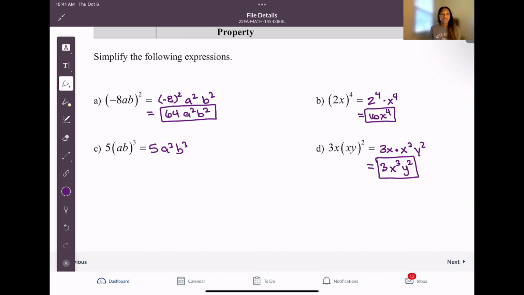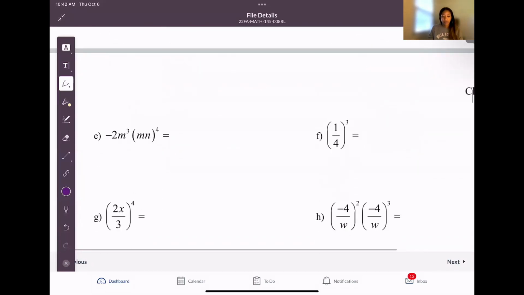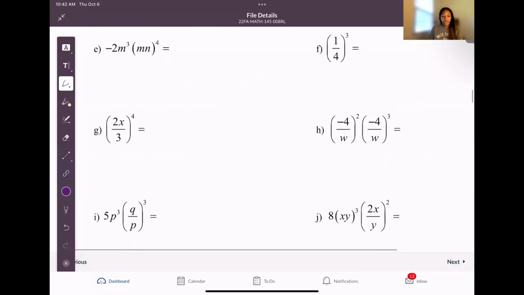All right, I'll pause here really quickly for questions before we jump to the other 6 problems. Any questions about A through D here? All right. Then on to E through J.